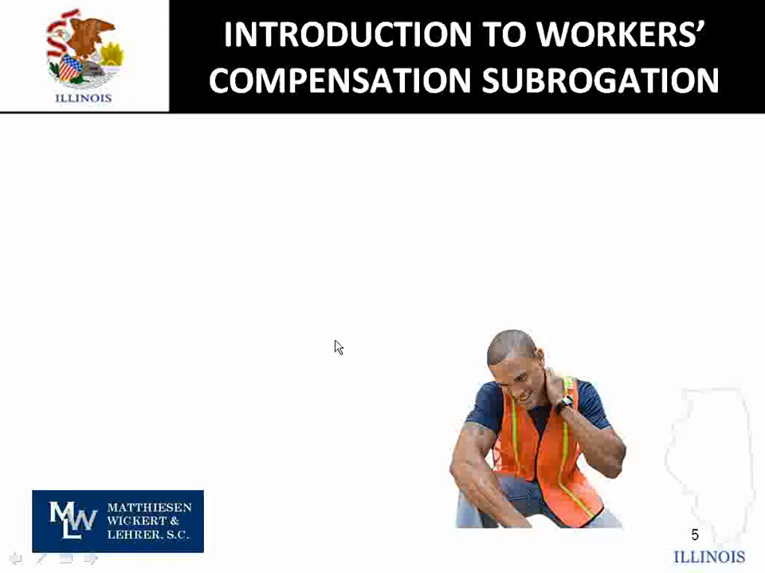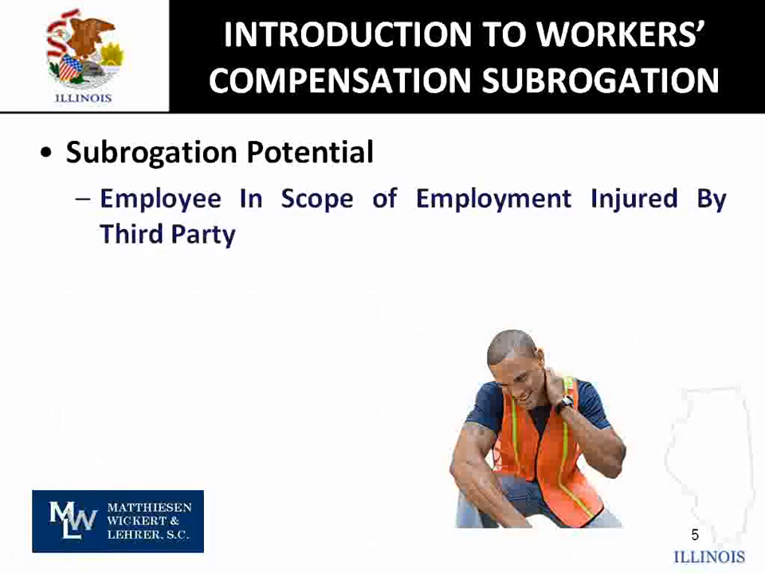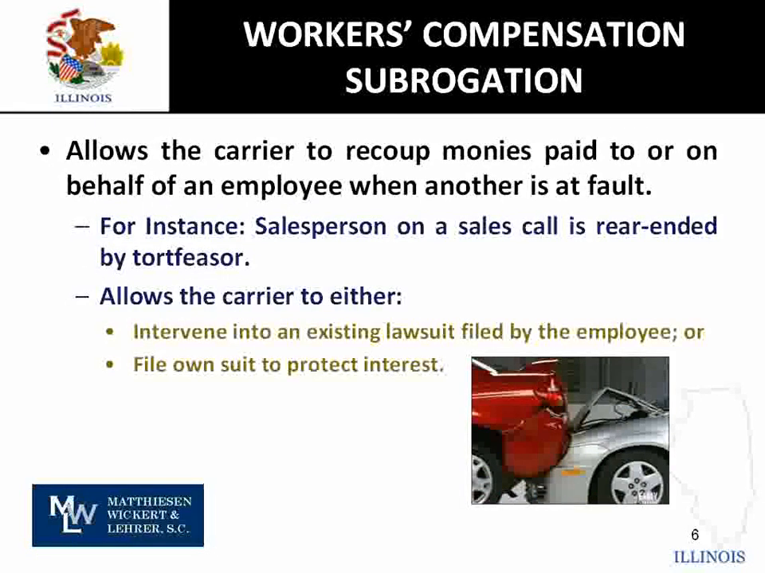An introduction to workers' compensation. As you all no doubt know, the subrogation potential in a workers' compensation situation arises when there is an employee in the scope of employment, and that person is injured by a third party. Generally, these situations are all governed by statute, and they involve third-party actions in general. A third-party action is a situation where the injured worker employee sues a third party based on that third party's negligence. Workers' compensation subrogation allows the carrier to recoup monies paid to or on behalf of the employee.